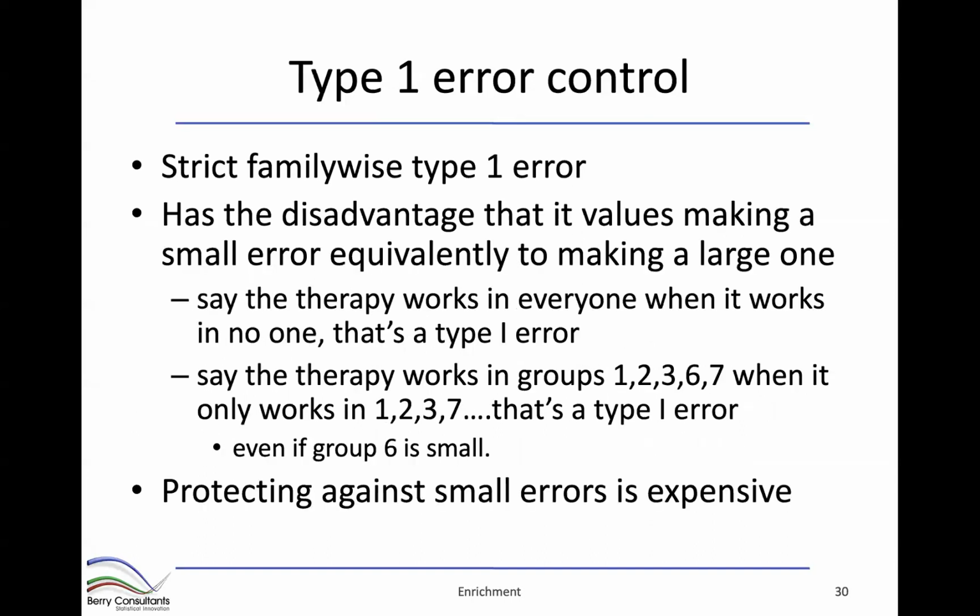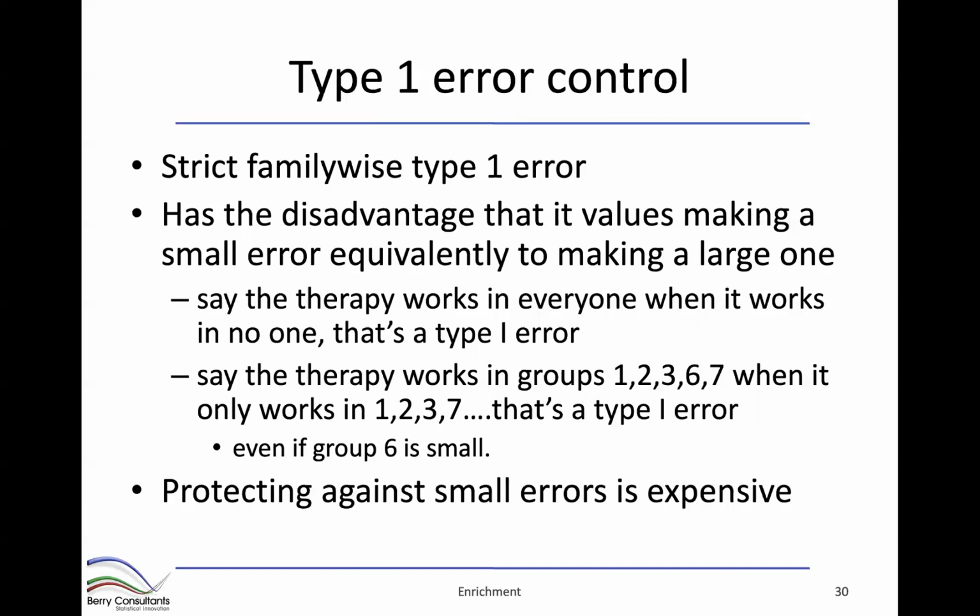This type of strict family-wise type 1 error has a disadvantage if you make that control at 2.5%. We said in a standard trial we were protecting ourselves at 2.5%: if it works for no one, we get a 2.5% possibility of saying it works for everyone.